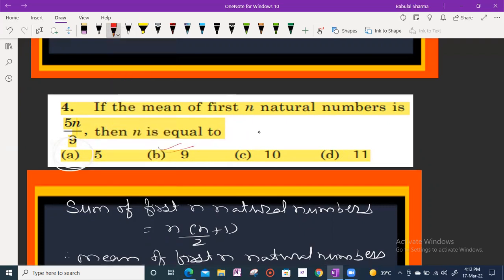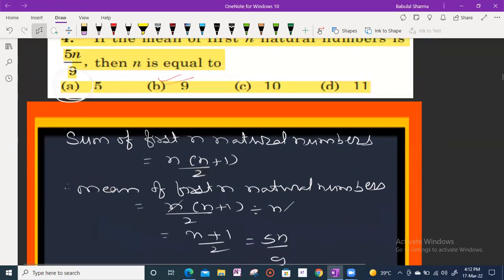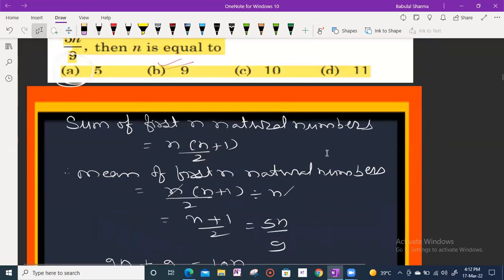B is the correct option. So if the mean of first n natural numbers is 5n upon 9, then the value of n will be given by 9. Students, keep in mind that the sum of first n natural numbers is given by n(n+1)/2, and this comes from the chapter Arithmetic Progression.